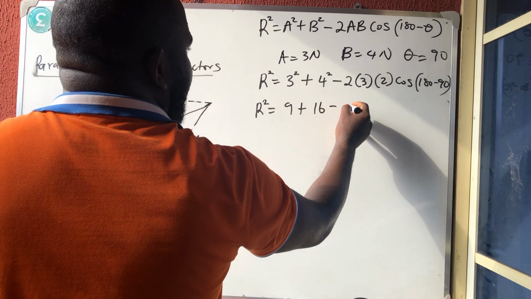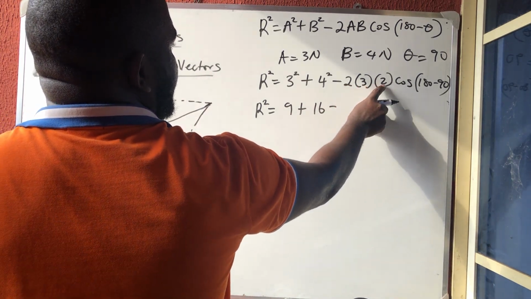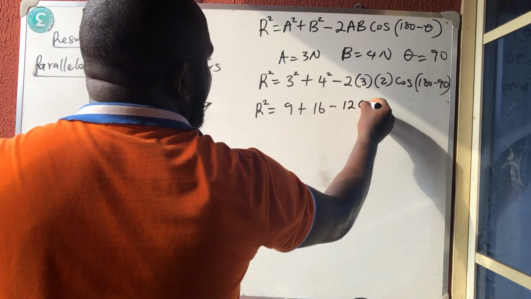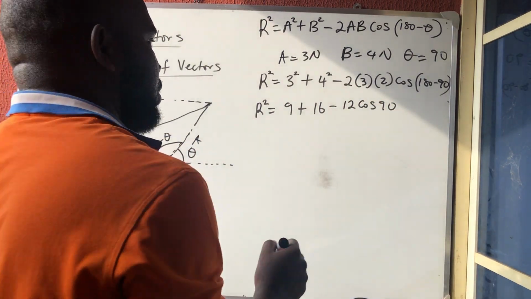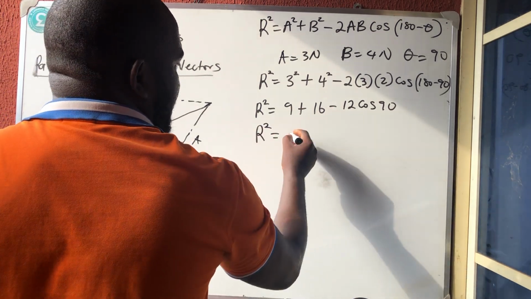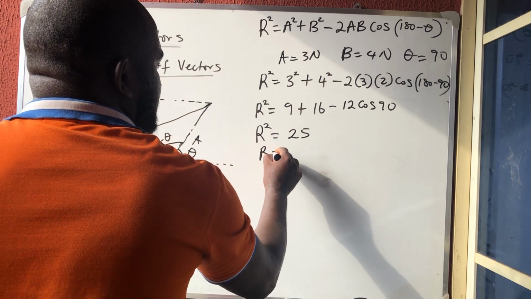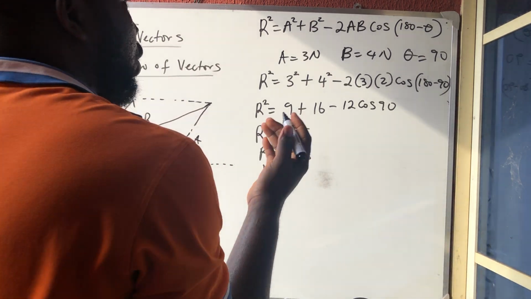So R squared is equal to 9 plus 16 minus 2 times 3 times 4, which is 24, so I have 24 cos 90. Don't forget that cos 90 is 0. So R squared is equal to 25 plus 0, so R is equal to the square root of 25, which is 5. You see, we got the same answer.